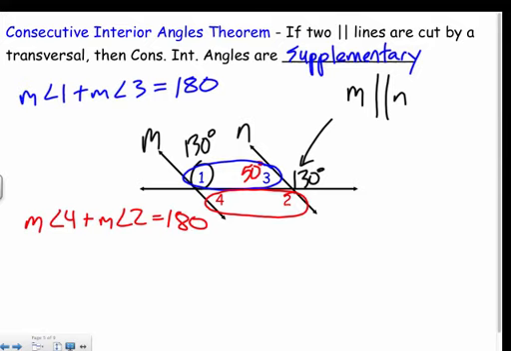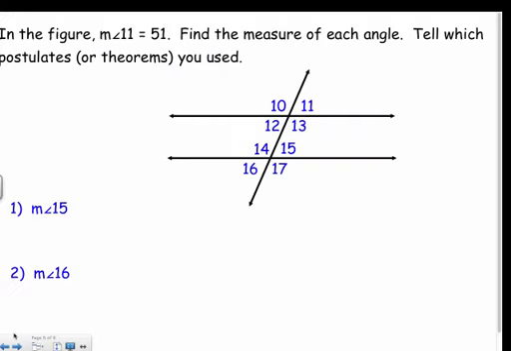And when I look at my parallels, I have verticals, I got linear pairs, I got all kinds of things. But our 4 new things are corresponding, alternate interior, alternate exterior. Those all make congruent angles. And then consecutive interior, which we just covered, which makes them supplementary. So let's use some of this information to find some angle measures. I know that angle 11 is 51 degrees. I'm going to write that in here, 51 degrees.